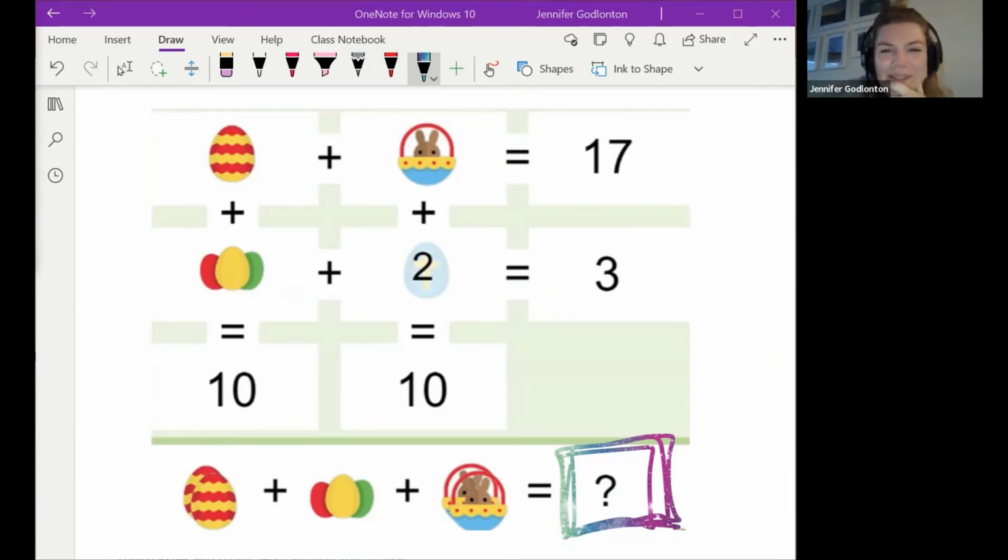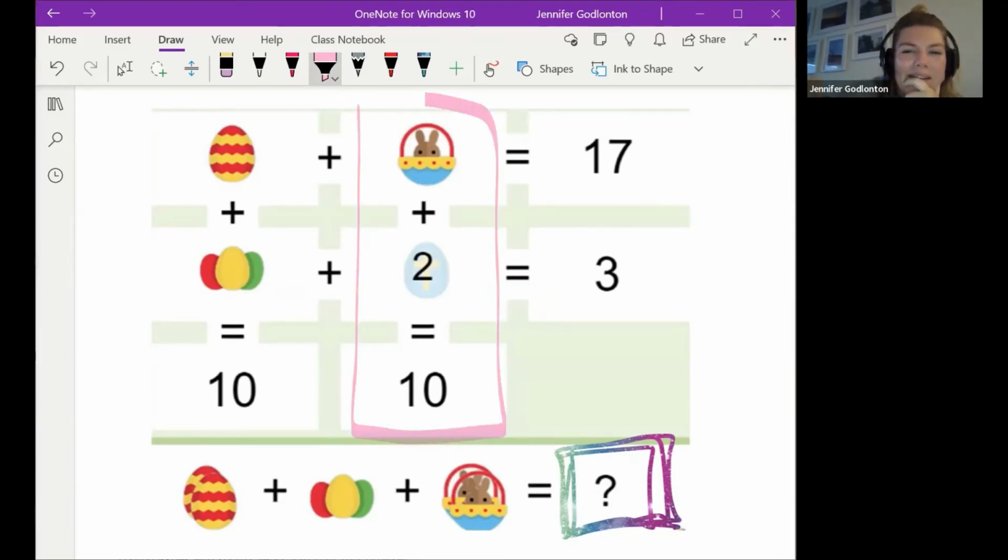So you see, the Easter eggs, the eggs was 10, which I just timed because I saw 2 Easter eggs. And then I saw that the 3 eggs was 1, and the bunny in the basket was 7, which I times by 2, which was 14, and I got 35 because I added it all together.